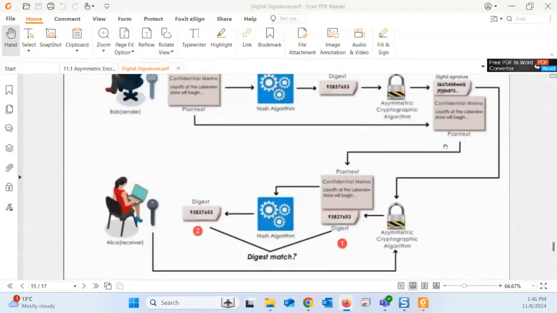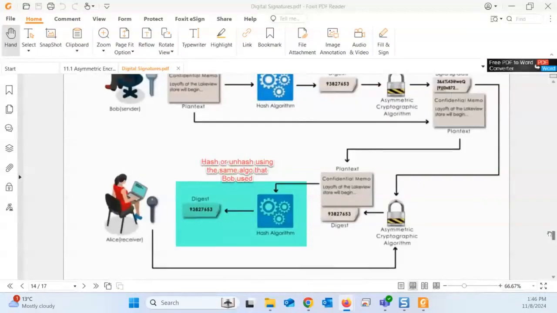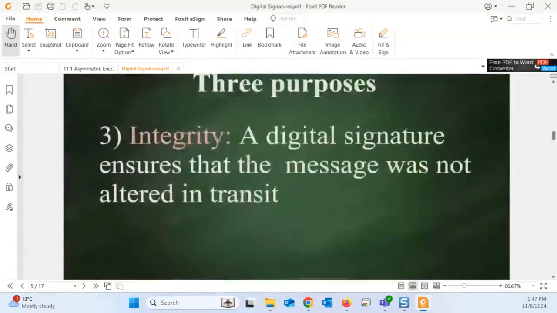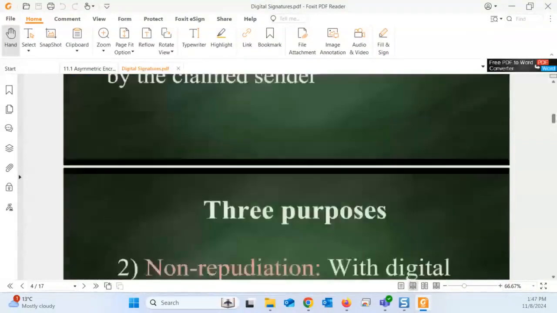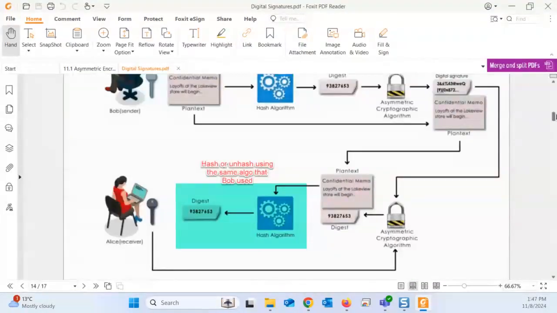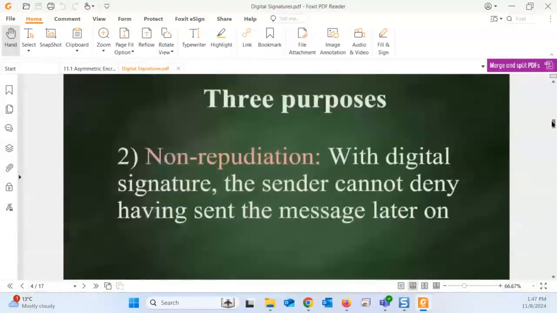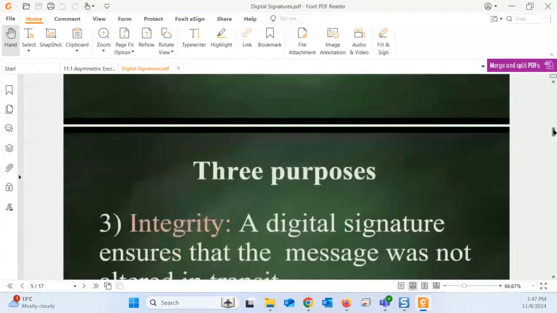So there are a lot of things going on in this, but at the same time, it is maintaining three things. What are the three things which we saw? The first is authentication. The digital signature gives the receiver the reason to believe that the message was sent by the claimed sender. Next is non-repudiation: the sender cannot deny that he sent it, because the hash was generated at that time and the digest was generated at that same time.